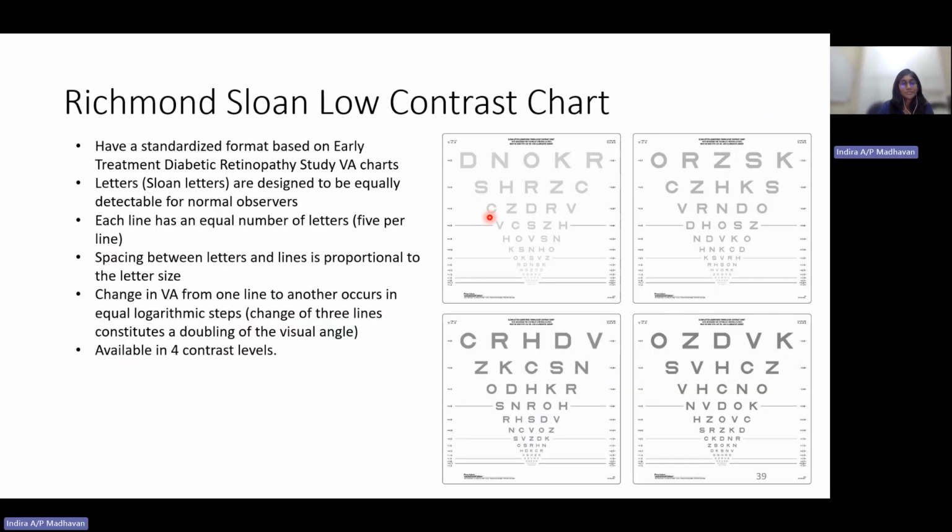Okay, next we also have this Richmond Sloan low contrast chart. It is standardized based on ETDRS-VA charts. The letters are designed to be equally detectable by normal observers. Each line has an equal number of letters, similar to the Logmar chart, just that it is faded by percentage. Change in VA from one line to another occurs in equal logarithmic steps. A change of 3 lines constitutes a doubling of the visual angle. It is available in 4 contrast levels.